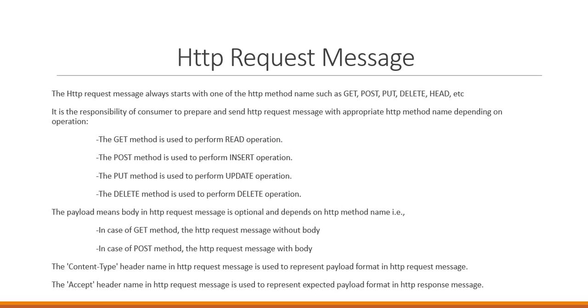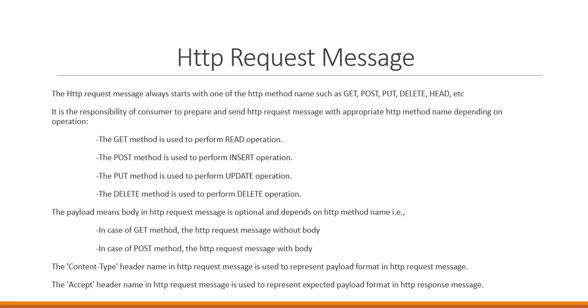Now we'll see the request message. Generally, there are several HTTP methods available for REST APIs. We can use GET, POST, PUT, DELETE. For many APIs, generally we will use GET, POST, PUT, DELETE operations. GET is for read, POST for insert, PUT for update, DELETE for delete operations. So if we are using the GET method, we can send the HTTP request message without a body.